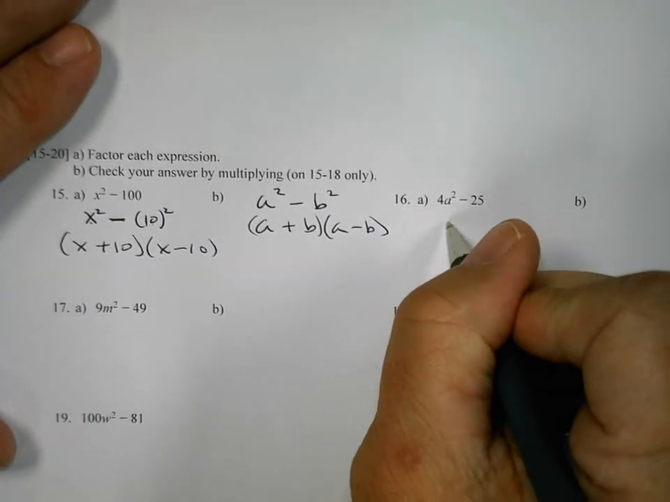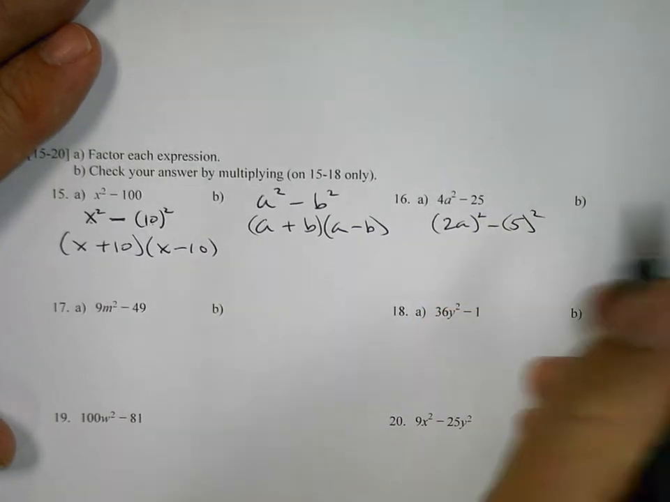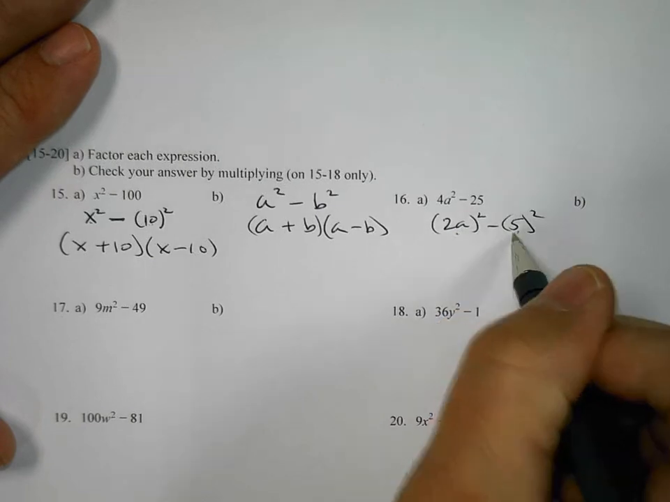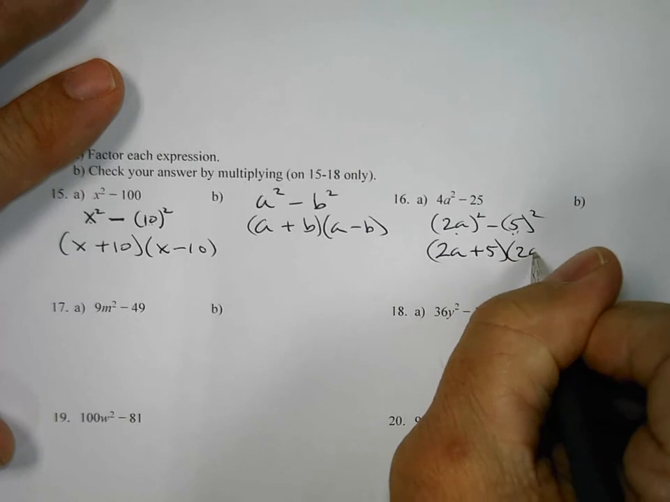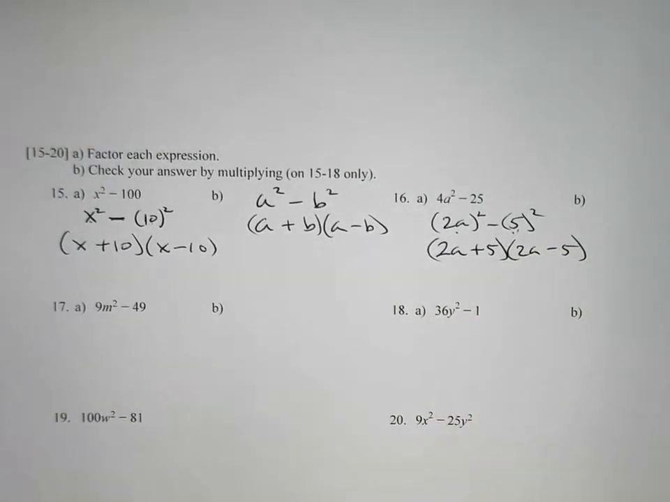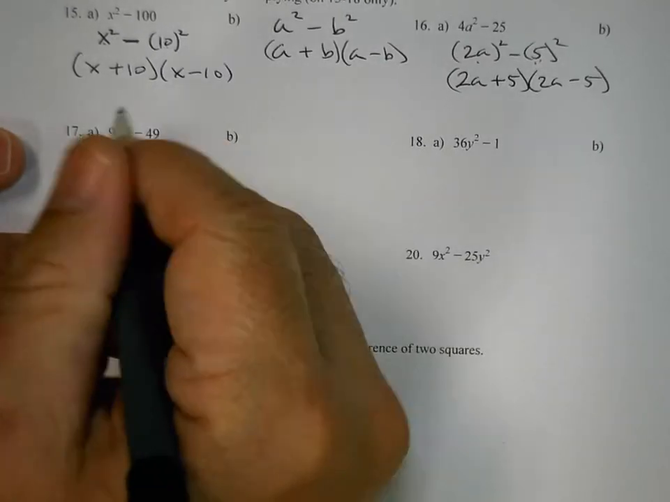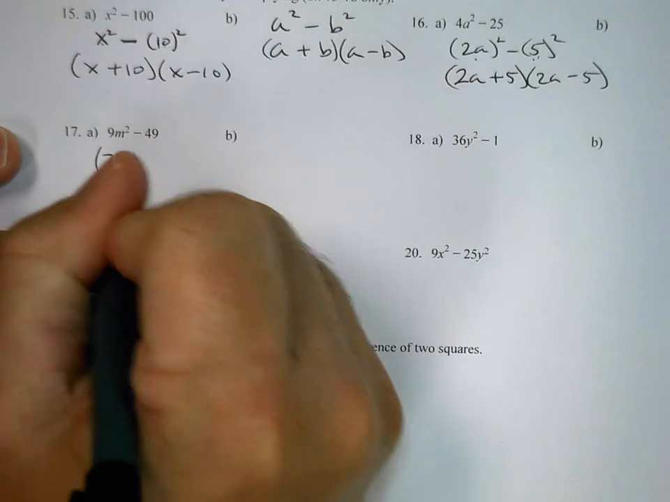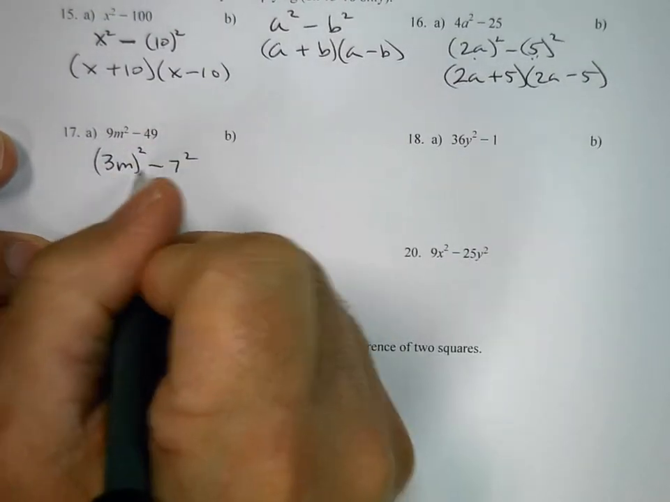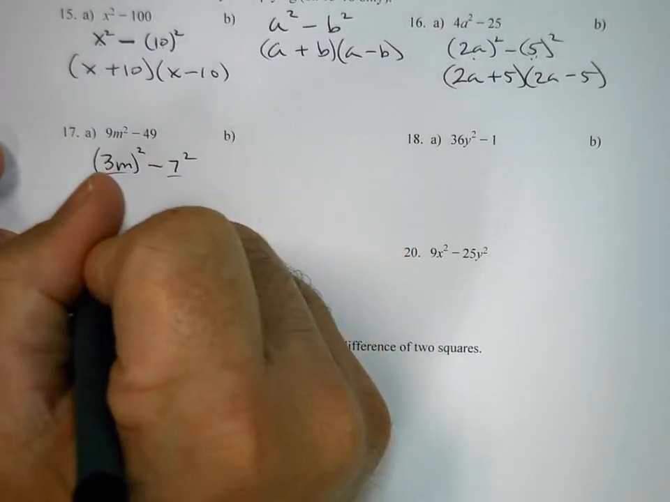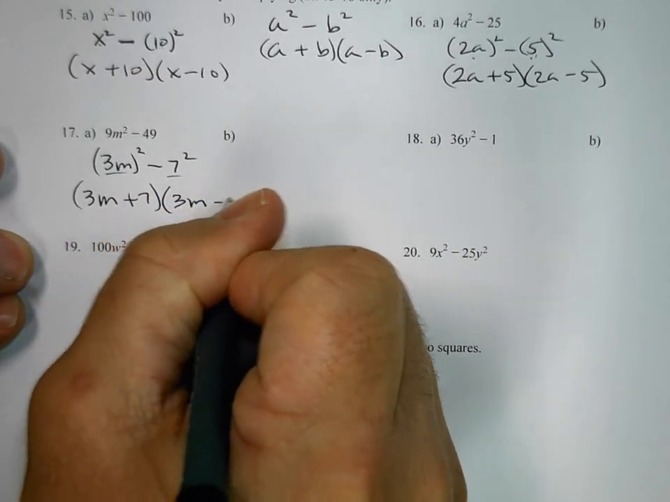Okay, over here. Well, we can rewrite this as 2a squared minus 5 squared. So it's simply 2a plus 5 times 2a minus 5. Okay, moving on. Well, can we rewrite this as the difference of two squares? Sure, 3m squared equals 9m squared minus 7 squared. So this is my a and this is my b. So 3m plus 7 times 3m minus 7.